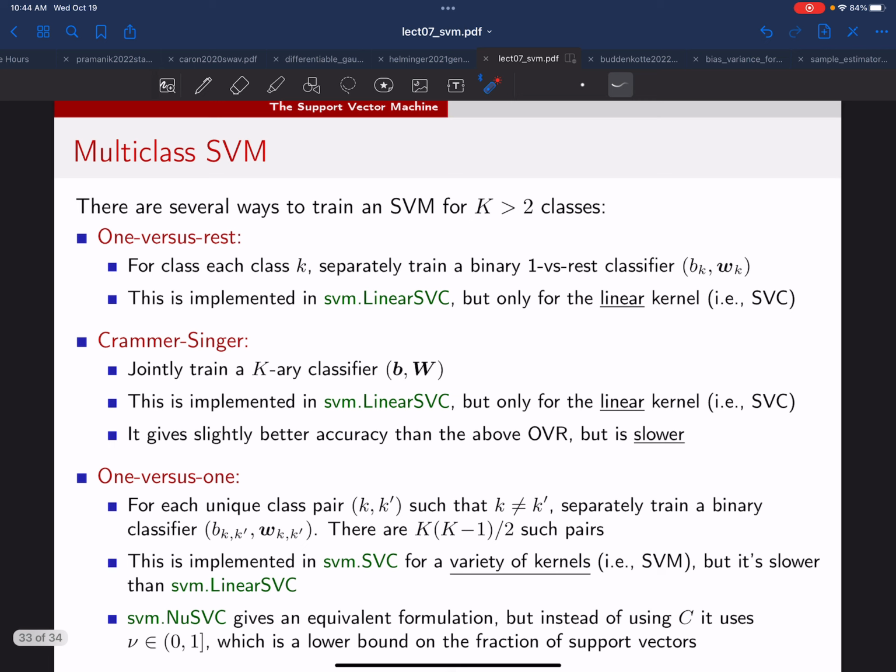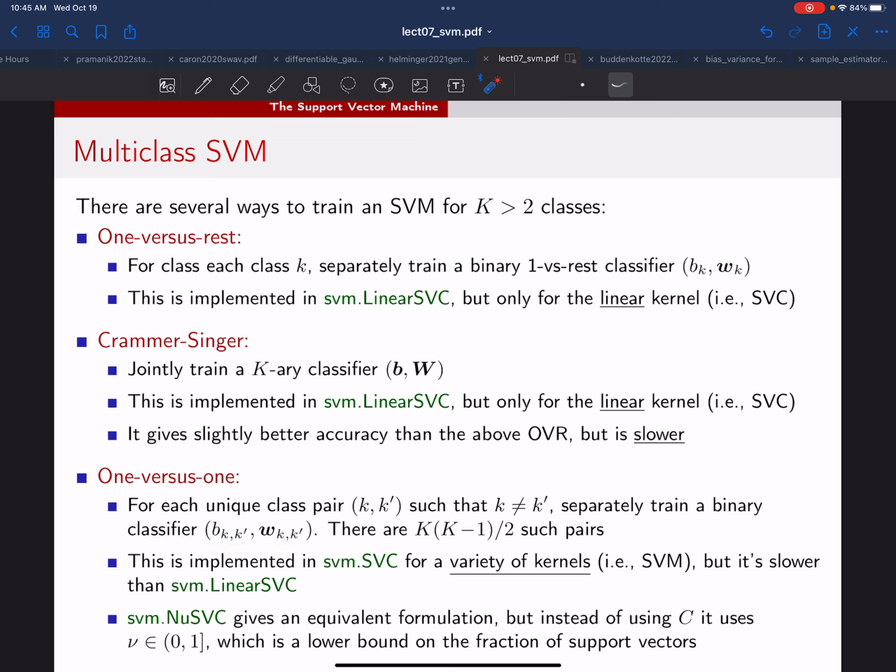The other way that we can train more than two classes, which we talked about briefly back in Unit 5, is called the one versus one approach. In the one versus one approach, rather than one versus rest, you take individual pairs of classes and consider just that pair. For example, you might look at class 1 and class 2, or class 1 and class 3, or class 2 and class 3, and so on. For each unique class pair, we'll call it K and K prime, where K is different than K prime, you separately train a binary classifier.